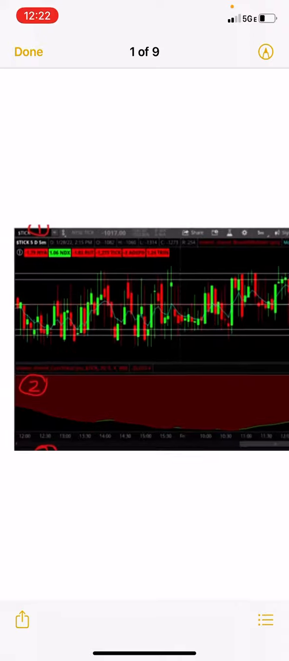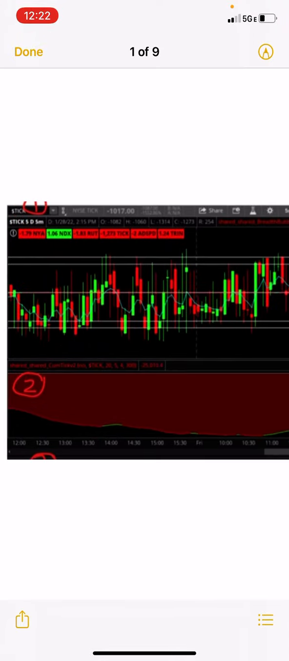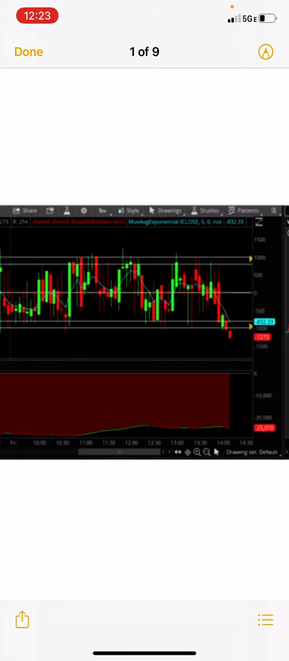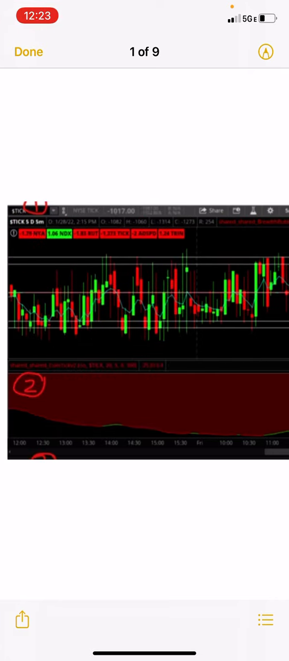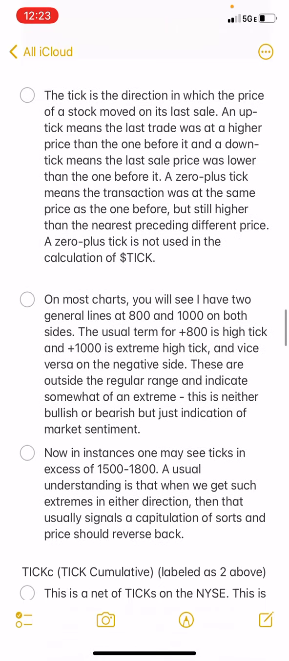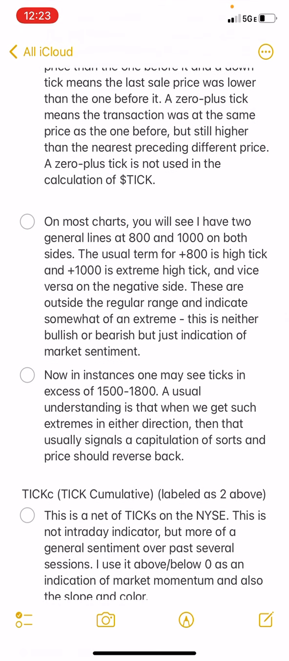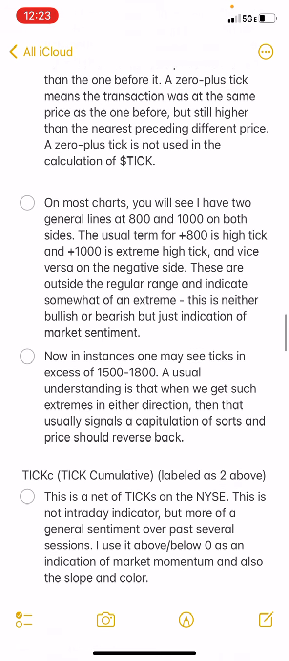Here I took a little picture of what the ticks might look like if you're using a PC. I've got my -1,000, -800, +800 and +1,000 marked off on there. On most charts you'll see the 800 and the 1,000. The usual term for +800 is high tick, and +1,000 is extreme high tick, and vice versa on the downside. These are outside the regular range and indicate somewhat of an extreme. Now this is neither bullish nor bearish. Like I said earlier, it's an indication of where the market is heading overall, right?